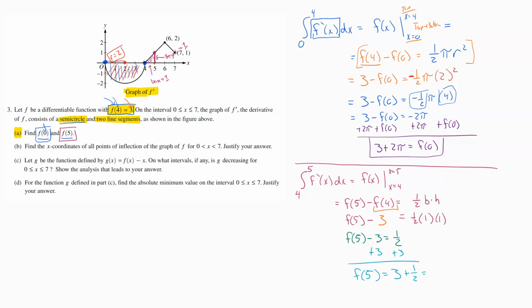You could convert that into a single fraction. This would be 3 as 6/2 plus 1/2. So that's going to equal 7/2. And so f of 5 is equal to 7/2.